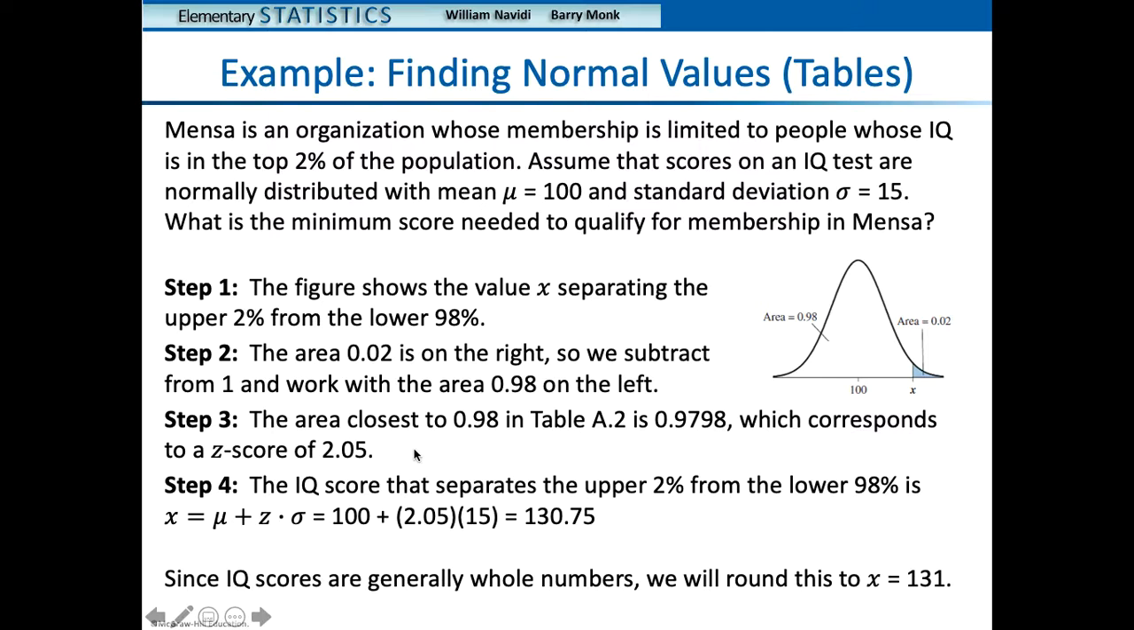All right, z-score of 2.05, and then we want to convert that z-score into an x value using the formula x equals mu plus z times sigma, which equals 100 plus the product of 2.05 times 15, and we get 130.75. IQ scores are generally whole numbers, so it makes sense to round this. We'll round it to 131. So in order to qualify for Mensa, you have to have an IQ score of at least 131.